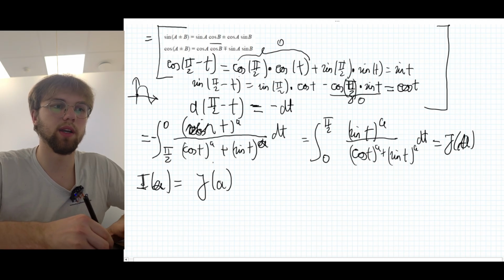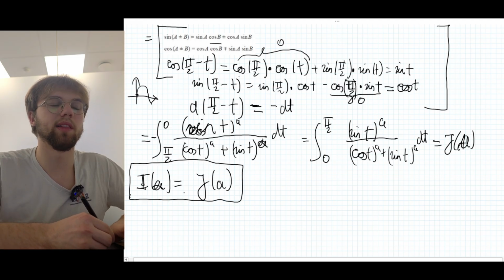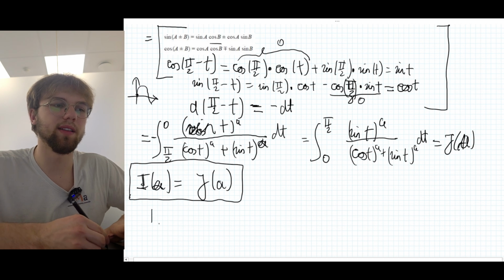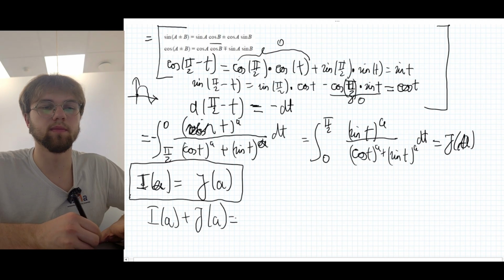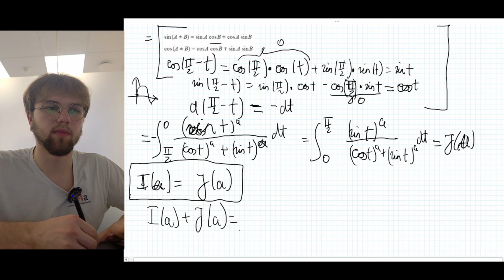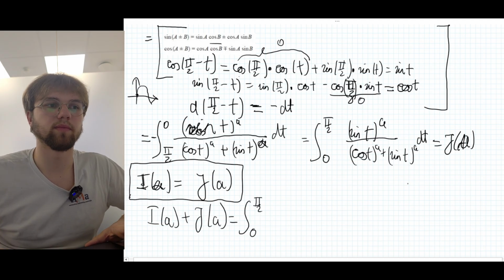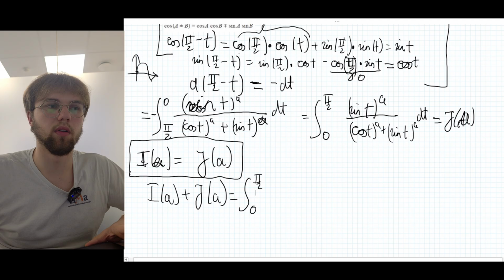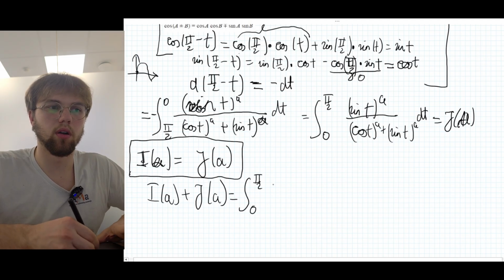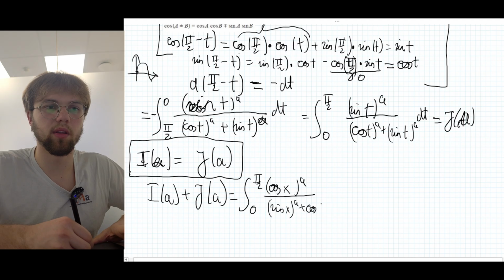We've shown that already. But look, what if we calculate I of a plus J of a? This is just the integral of cosine x to the a, divided by sine of x to the a plus cosine of x to the a, right?